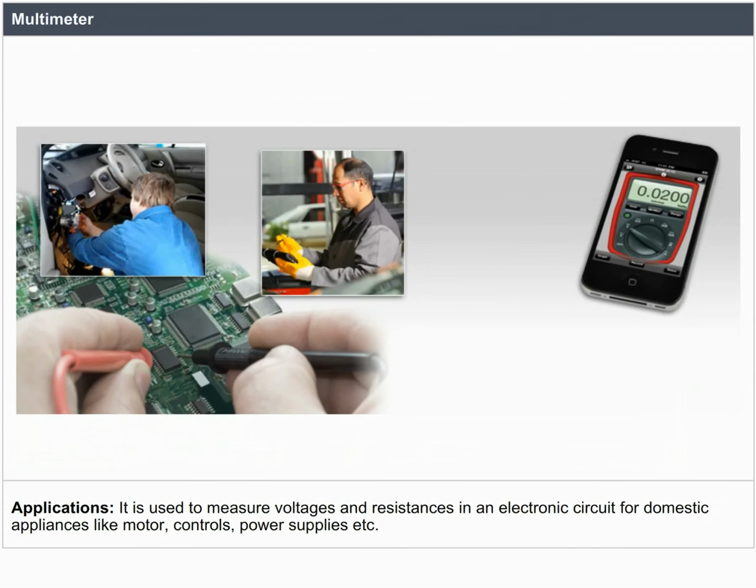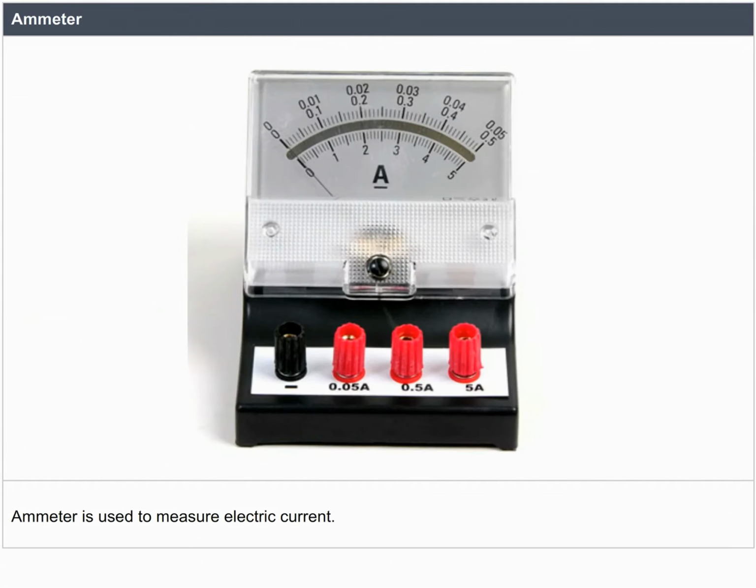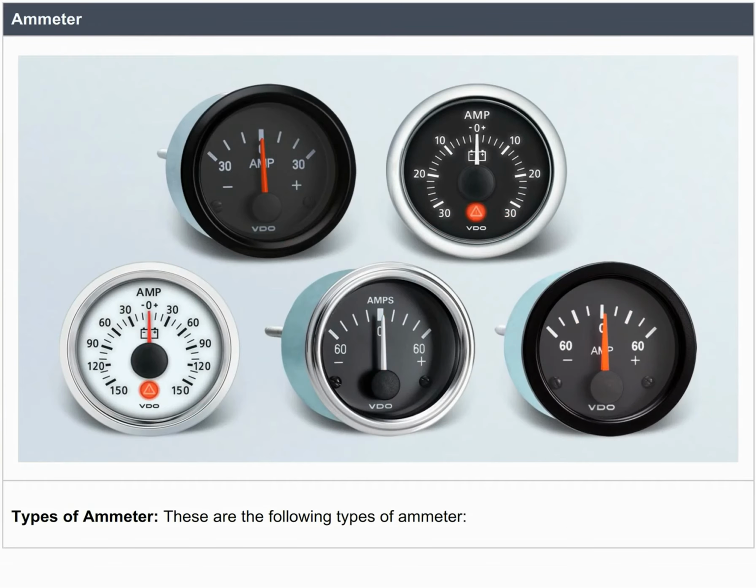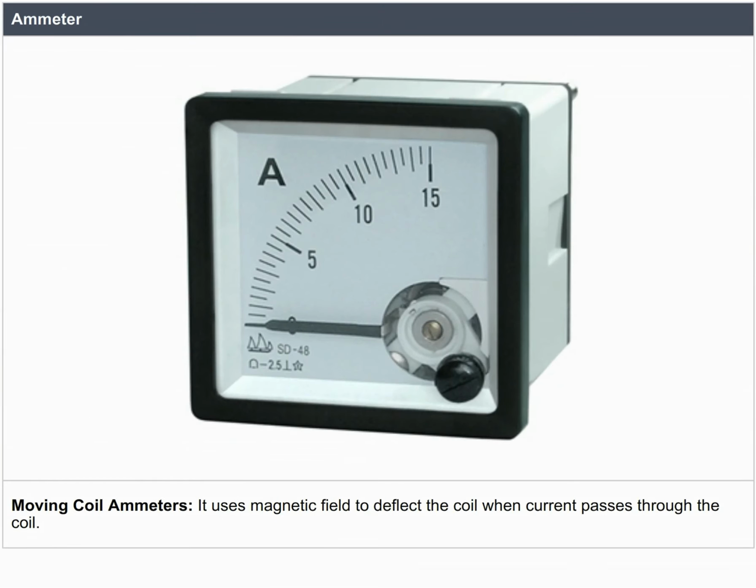Applications. It is used to measure voltages and resistances in an electronic circuit for domestic appliances like motors, controls, power supplies, etc. Ammeter. Ammeter is used to measure electric current. Types of ammeter. These are the following types of ammeter. Moving coil ammeters. It uses magnetic field to deflect the coil when current passes through the coil.